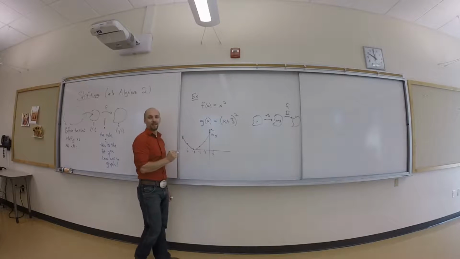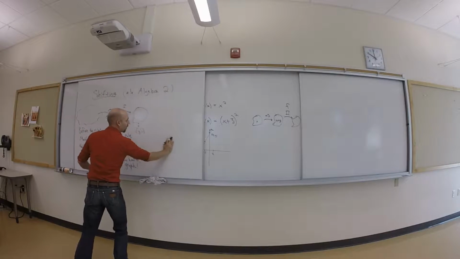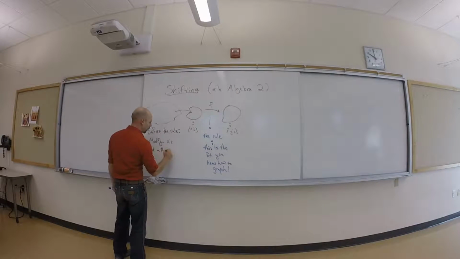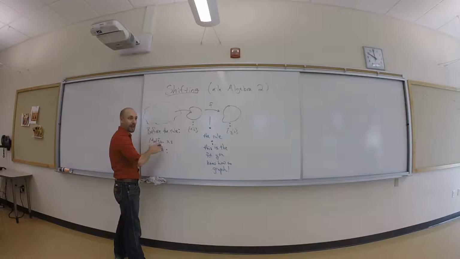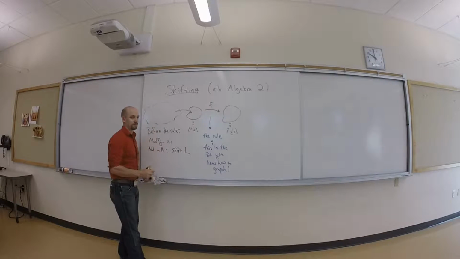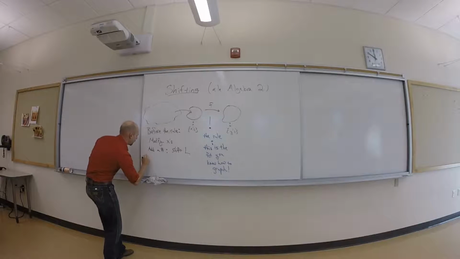You guys see that? Okay, so what happened? When I added a number, a positive number, which way did it go? Shifted to the left. Yeah, so what I found out is that if I modify x's, I add a number, it's a horizontal shift, right? Because it's modifying the x's, and it's a shift left. You guys cool with that? All right.